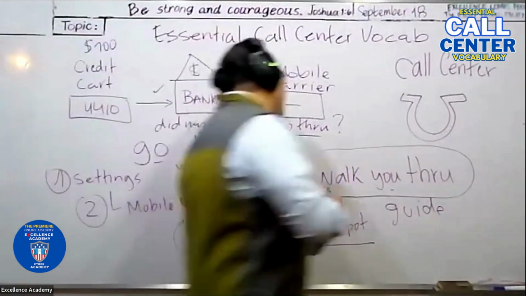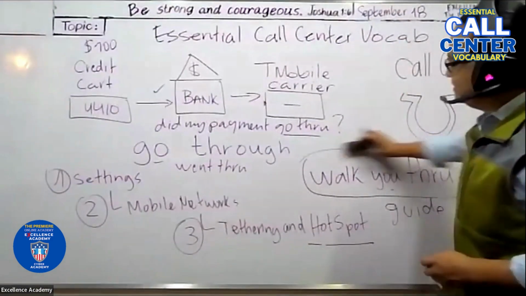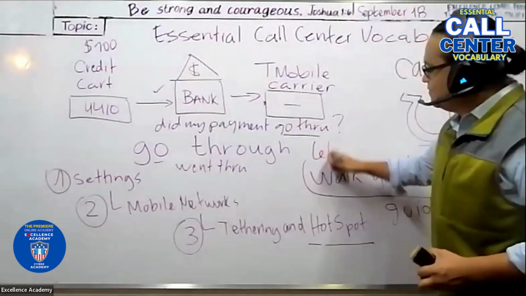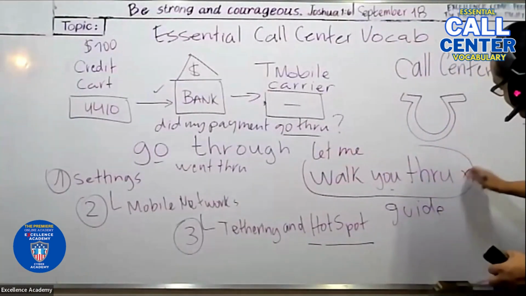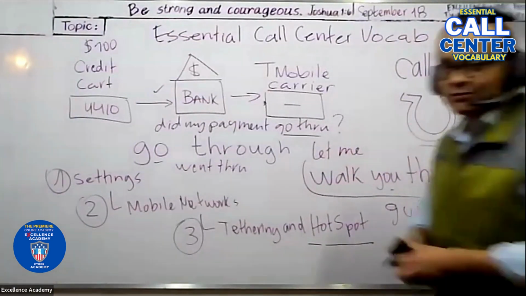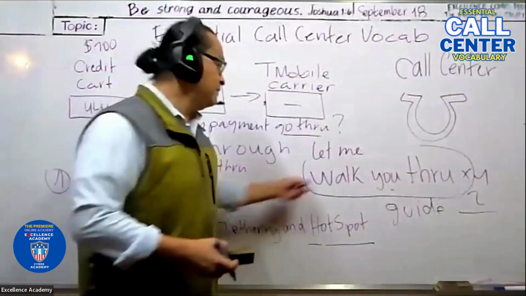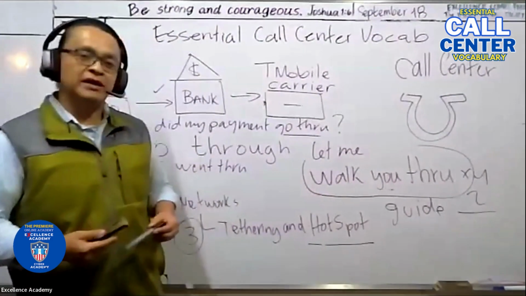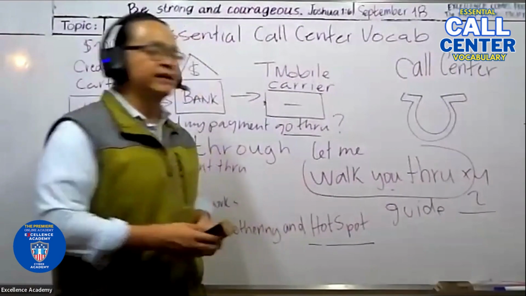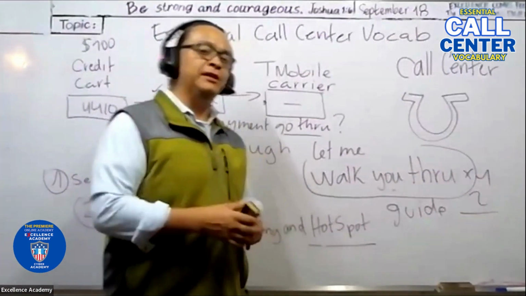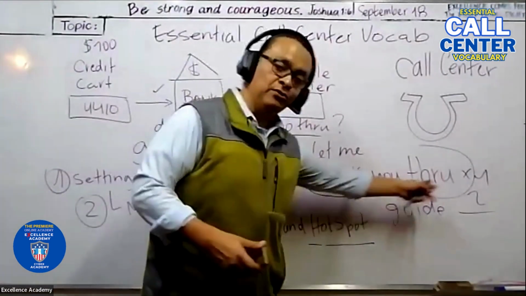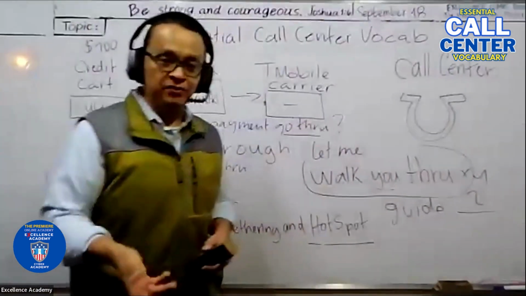Now, to use it immediately in your call center, you could just go ahead and say, let me walk you through X, Y, and Z steps, or X, Y, and Z process. You can adapt this for any type of call center process that you do. Let's say you're working in insurance and you're helping the customer with a series of steps to fill out a form. You can say, Mr. Customer, let me walk you through the form, the application form for your claim.